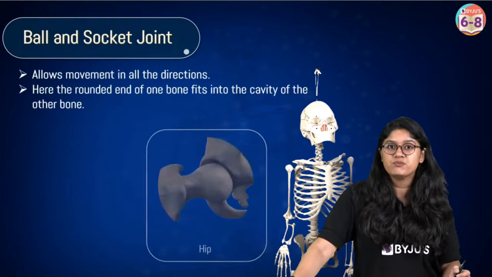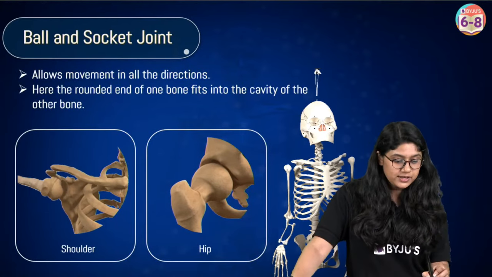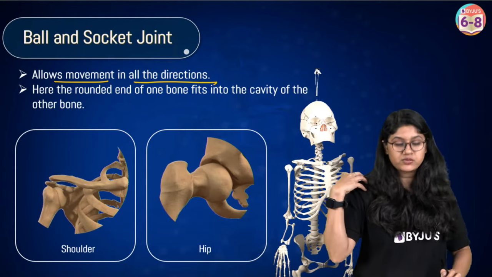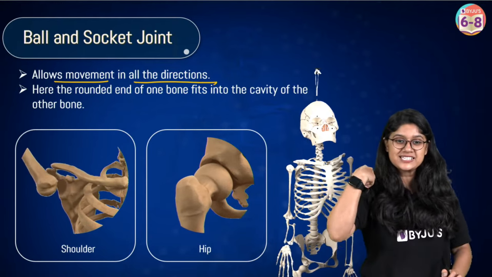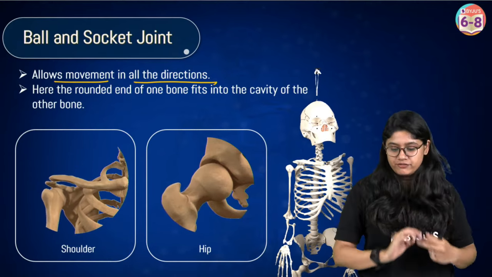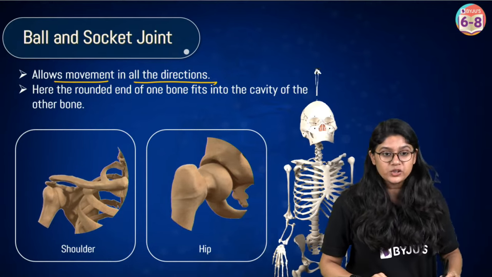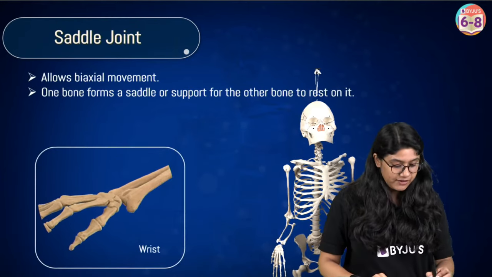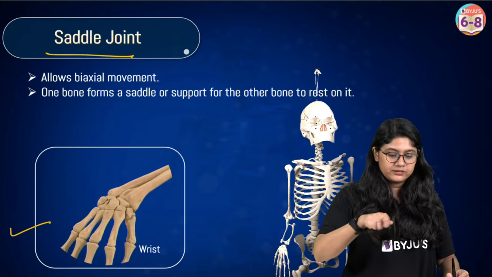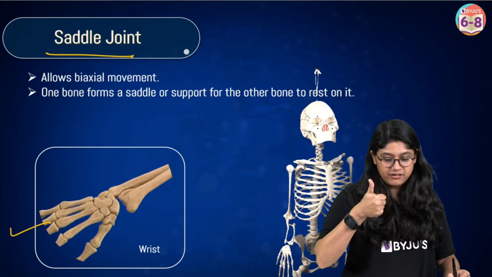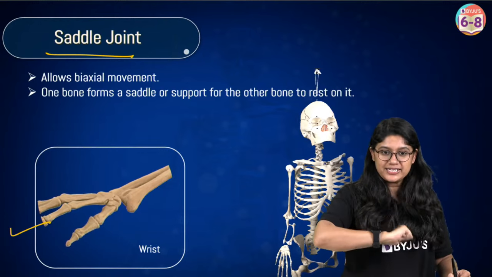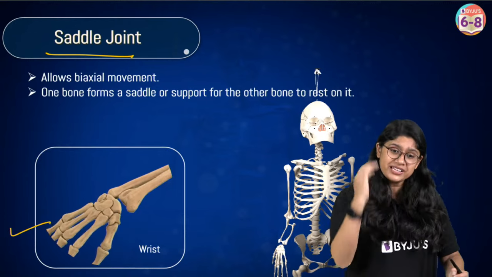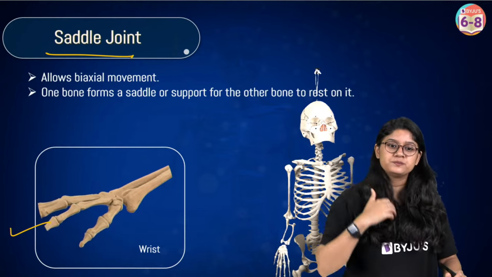Then of course we have the ball and socket joint, which allows movement in all directions. We have it in the shoulder and, of course, in the hip region also. Very good. And to answer your question, Parabodh, in our wrist, of course, we have the saddle joint. Can you see over here? And of course, it is in our thumb also, right? Very good. So it's there in the pivot joint only in the neck.